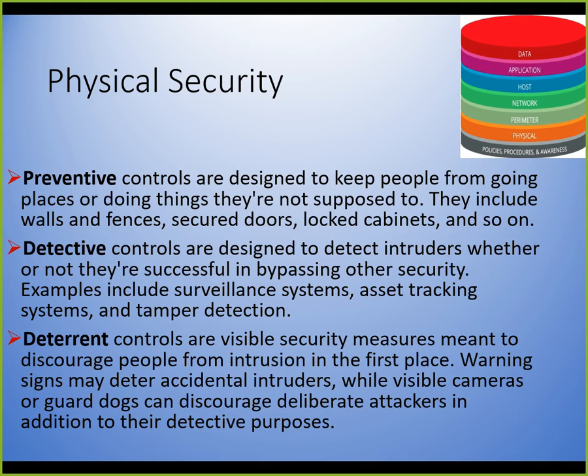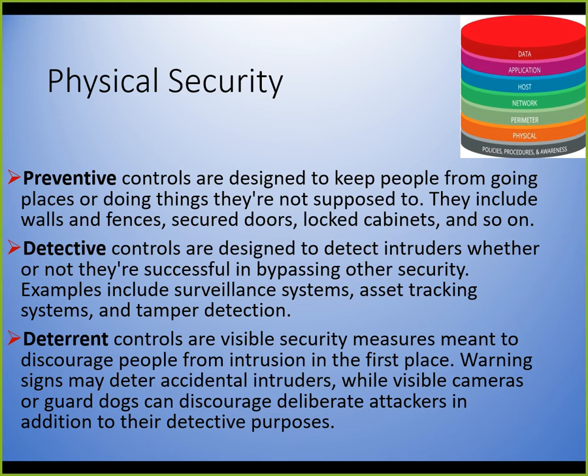The next topic, physical security. This one I can understand. I get doors and locks and things like that. The image is supposed to show what we are trying to protect and how we are protecting it: policies and procedures, physical, perimeter, network, host, application, and then we're going to get to the data. So we're going to have different kinds of controls on the physical security.